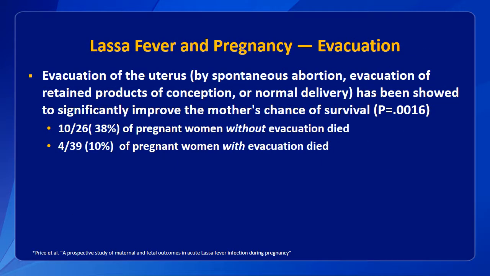Evacuation of the uterus by spontaneous abortion, evacuation of retained products of conception, or normal delivery has been shown to significantly improve the mother's chance of survival. In one study, 38% of women without uterine evacuation died, compared to only 10% of women with evacuation who died. This difference in mortality was statistically significant.